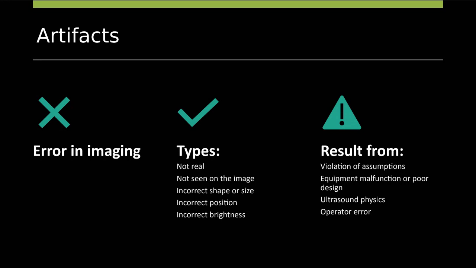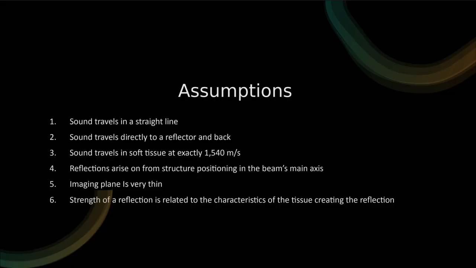That cause is going to result in different types of errors in imaging. So the types that we commonly see: we're seeing something that's not real, we're not seeing something on the image that we should be seeing, there's an incorrect shape or size to something that we're seeing, there's an incorrect position to where something should be located, or we're getting incorrect brightness. So those are the main categories of artifacts that can occur.